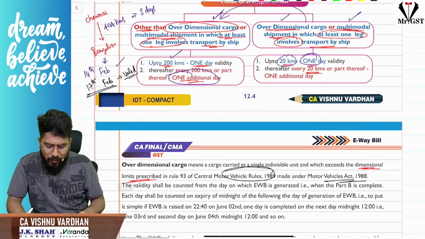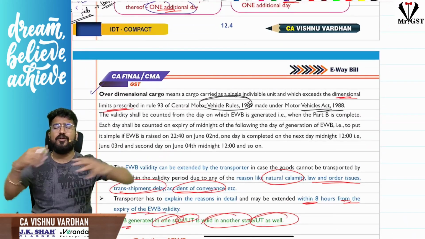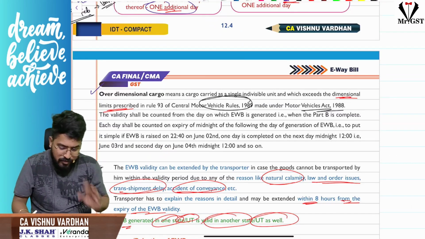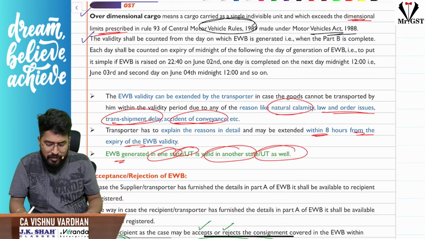Okay. Now, over dimensional cargo means nothing but the cargoes which you are seeing, the lorries, etc. The lengthy lorries that we see on the road when we are traveling are called over dimensional cargo. Simple. Next. I have given the explanation regarding the validity here, you can just go through that.